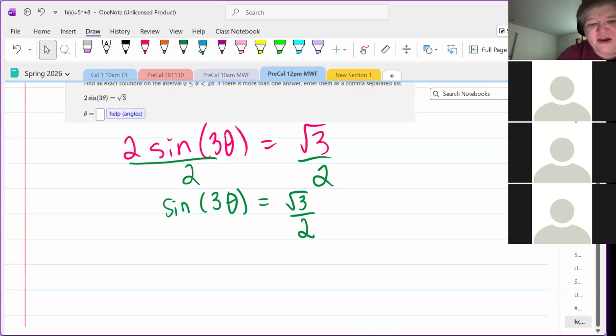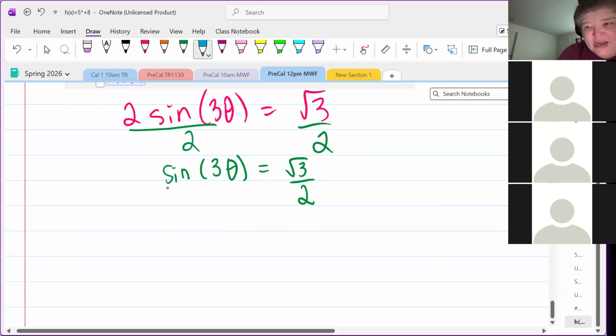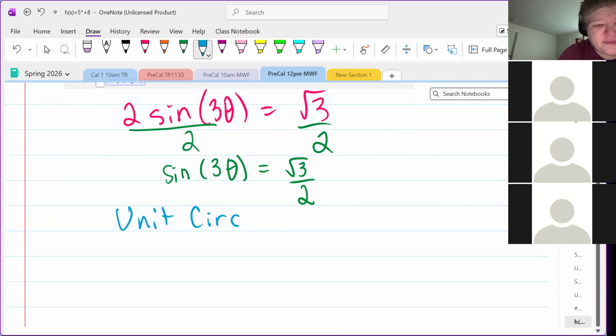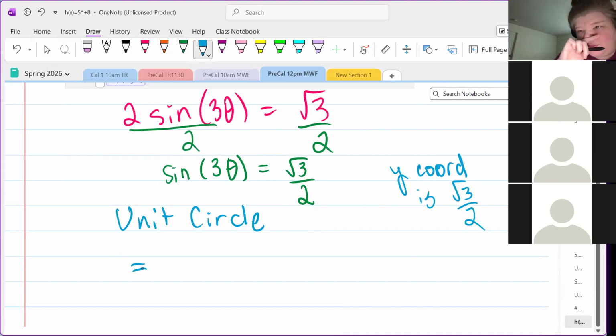Now this step here, I'm getting rid of the sine function by using my unit circle. So I'm looking where the y-coordinate is square root of 3 over 2. So this occurs at the pi over 3 angle and the 2 pi over 3 angle. Sine is positive in quadrant 1 and quadrant 2.